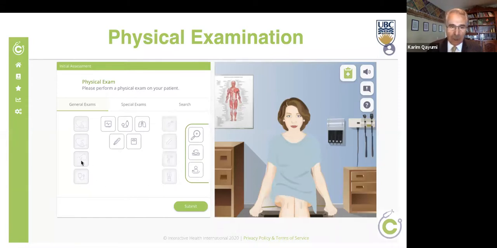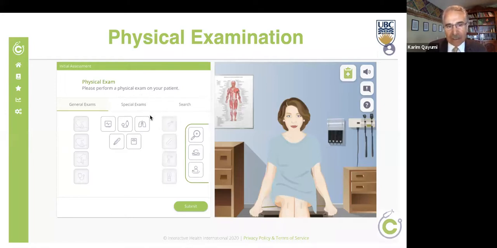You can do the percussion, auscultation, whatever you want of the heart, and then you can click in here to turn the patient and do the same thing for the lungs. So these are the most important part of the general physical examination. We divided this physical examination into general physical examination and a special physical examination.